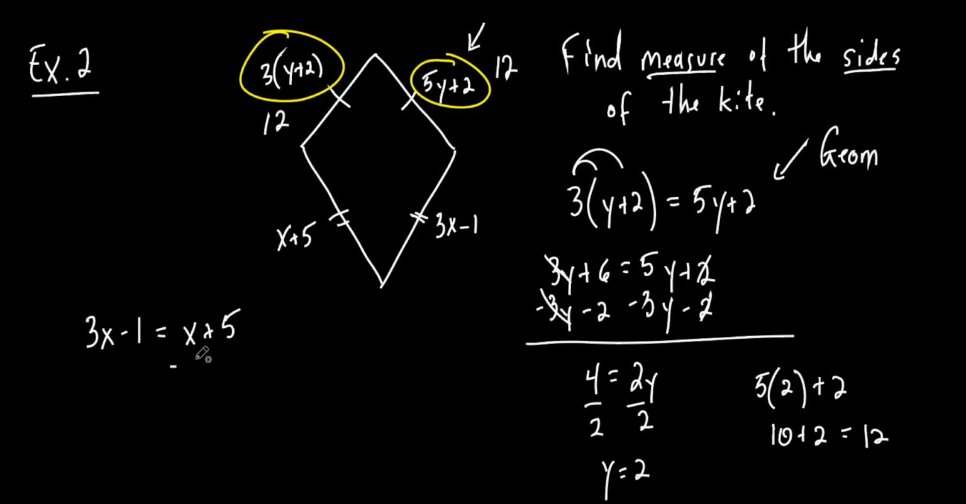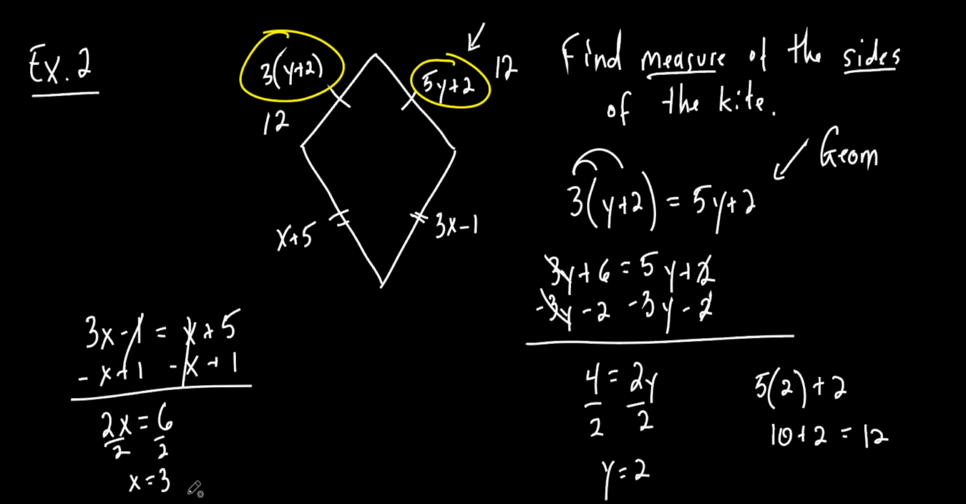I'm going to do it a little quicker this time. Subtract an x from both sides. That'll cancel. Add a 1 to both sides. This 1 will cancel. 3x minus x is 2x equals 5 plus 1 is 6. Divide both sides by 2. x is 3. It's not my answer, but I can plug it in and get an answer.